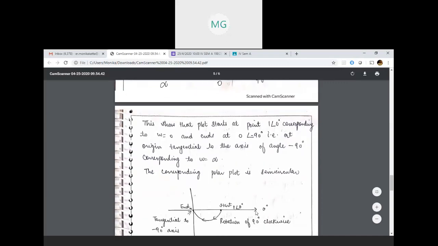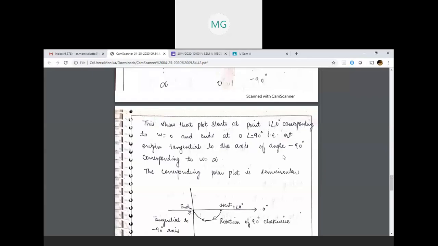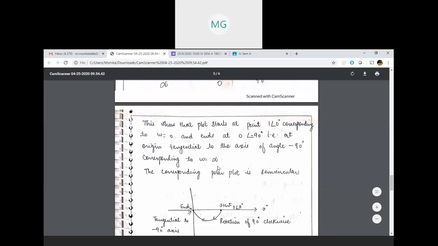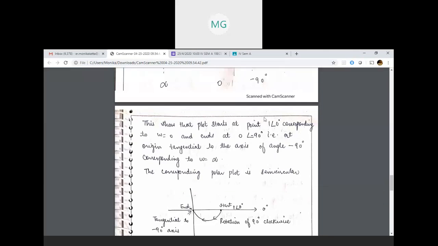It shows that the plot starts at 1 with an angle of 0 degree corresponding to omega equals 0, and it ends at 0 with an angle of minus 90 degree, that is at the origin. Tangential to the axis of angle minus 90 degree corresponding to omega equals infinity. Have you understood this? So from 0 degree, this minus 90 degree is tangential to the axis of angle minus 90 degree corresponding to omega equals infinity.